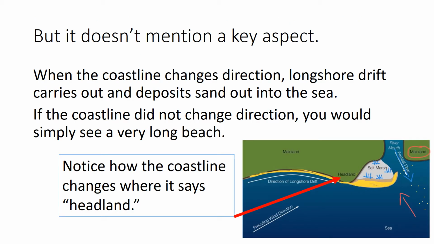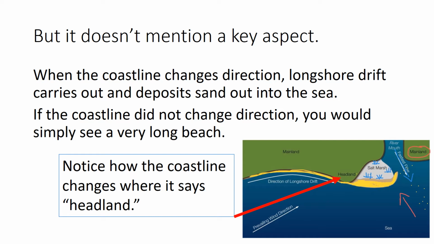Right, welcome back. There's only one problem with this video, and it's that it doesn't mention a key aspect: if you're going to get the formation of a spit, the coast needs to change direction. When the coastline changes direction, longshore drift will carry on, and it will actually deposit sand out into the sea. If the coastline didn't change direction, you would simply see a very long beach. Longshore drift would just carry the sediment along the beach as far as it could go.